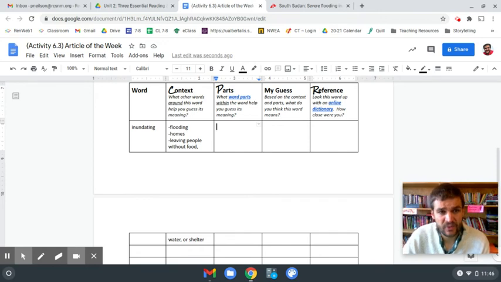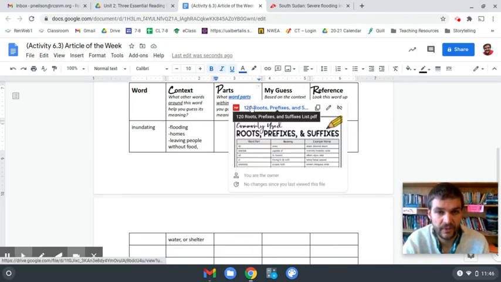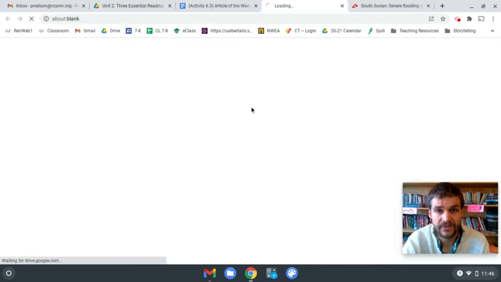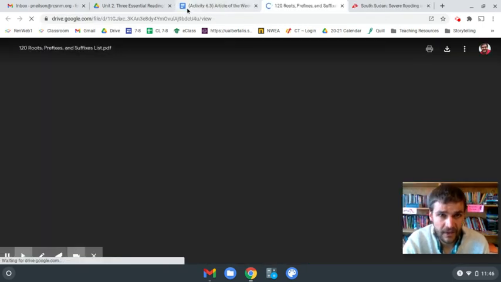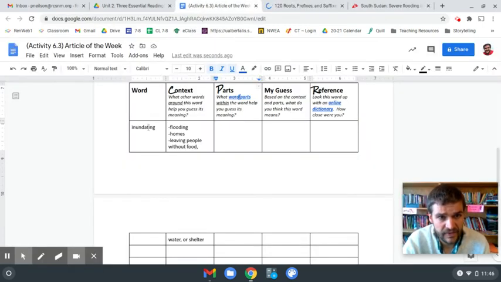So what word parts within inundating might help us guess the meaning? To help us with this, you can see right here I've linked to that same little word part dictionary that we used before. So I'd encourage you to use that. I'm going to just open it up in another tab here. And I definitely know this ending is meaning an action of some sort, right? Something is happening, like walking, running, jumping, inundating. It's an action of some sort.